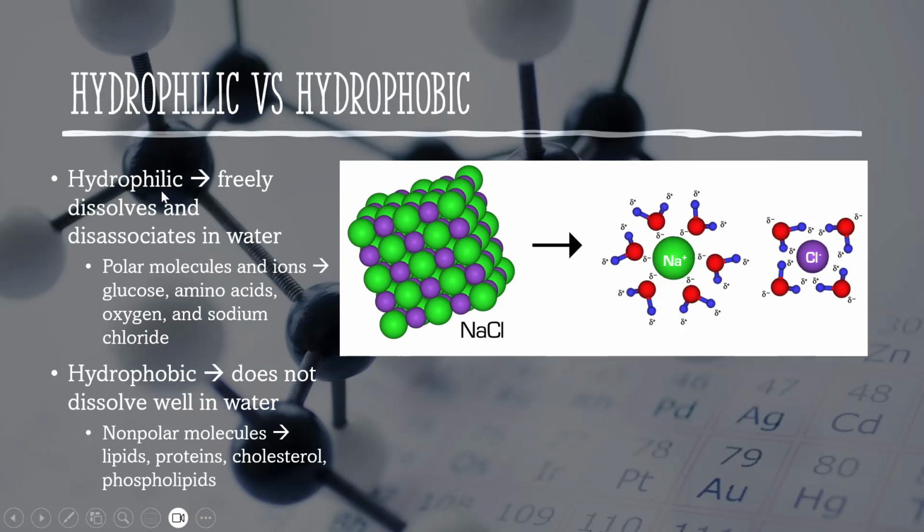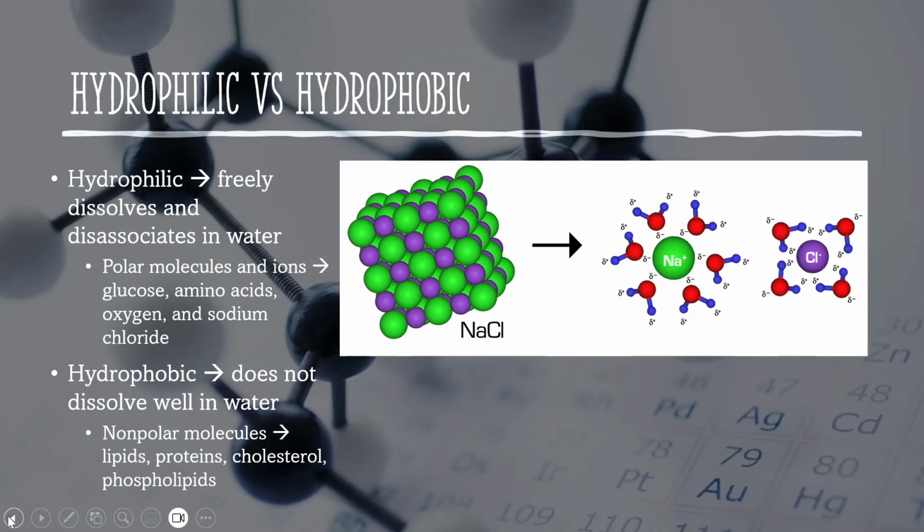I think the difference between hydrophobic and hydrophilic molecules is pretty simple to understand. Hydrophilic things freely dissolve and dissociate in water, so you have to think of the idea that like dissolves in like. So polar molecules will dissolve in polar molecules, and also things like salts. This is what a salt looks like in water. The partially negative and partially positive parts will associate with the opposite charges. And the hydrophobic things don't really dissolve well in water because, remember, like dissolves in like.